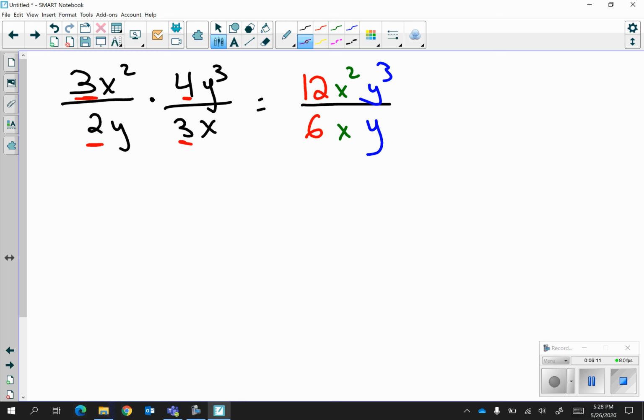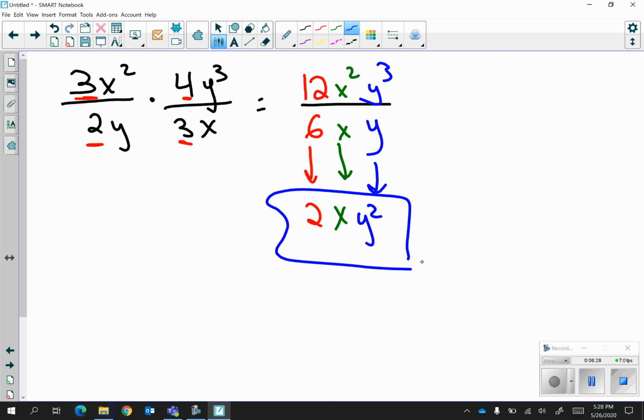You have 12 divided by 6 is 2. With the quotient rule for exponents, x squared divided by x is x, and y cubed divided by y is y squared. So you get the same exact answer. It's just a personal preference of what you choose to do. When your problems get more complex, it is easier to simplify first.